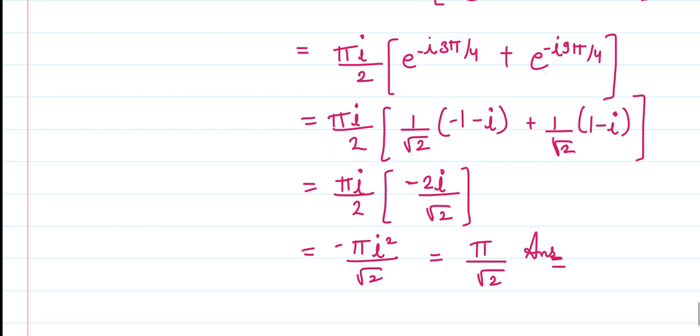Okay guys, I hope everything is clear till this point. So after this, the 1 by root 2 will get cancelled out and you will get minus 2 iota by root 2. The 2 will again get cancelled out, and it is going to be minus pi iota square by root 2. So your answer is going to be pi by root 2. What a simple solution it was; you should just follow some steps and you will get your answer.